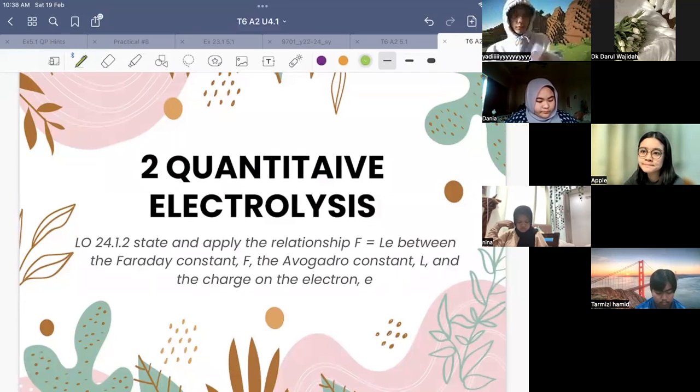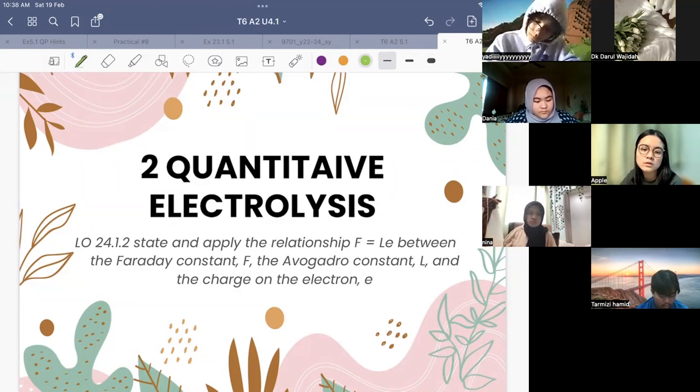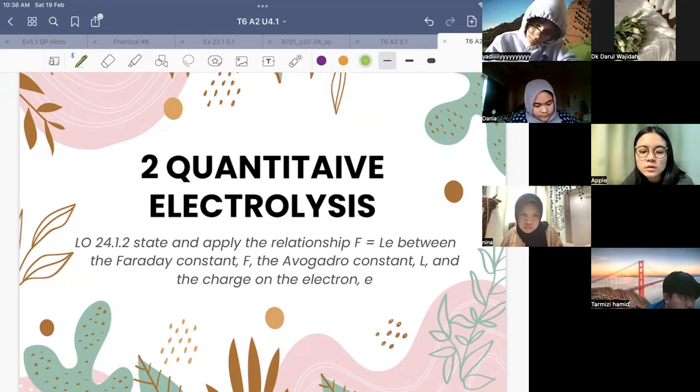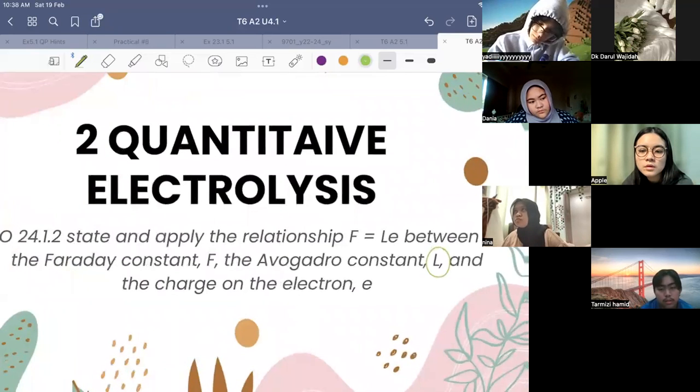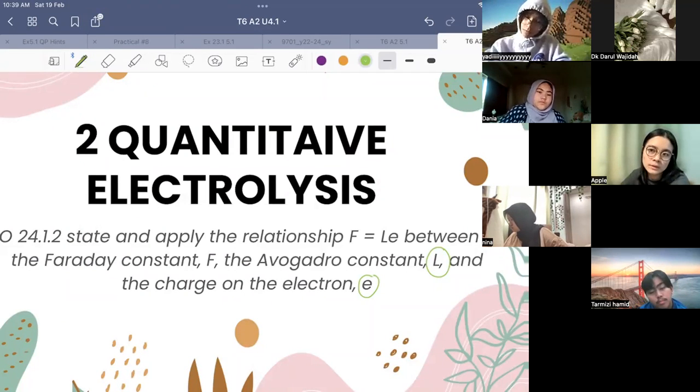State and apply the relationship of F equals L times e, which is a new expression for you, between the Faraday constant F. So the Faraday constant is a new constant for you, and the Avogadro constant. Avogadro is not new. You already know what Avogadro is, which is 6.02 times 10 to the power of 23. It is given the symbol L, and the charge on the electron e.